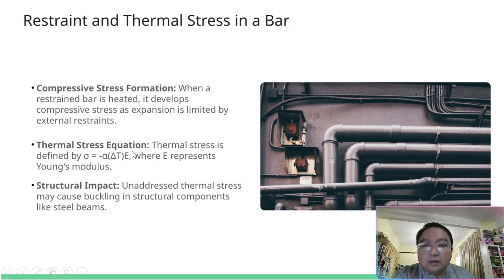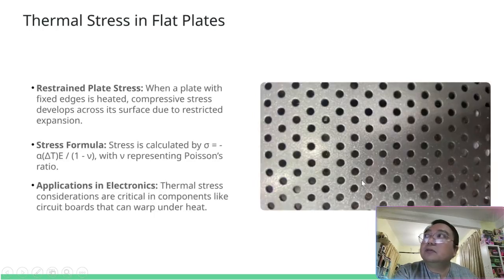You can find it in the textbook, where E represents the Young's modulus. Young's modulus is covered in the earlier section of this book, chapter 1. As for structural impact, unaddressed thermal stress may cause buckling in structural components like steel beams. So it becomes buckled, and you see the restrained part become slightly larger over time.